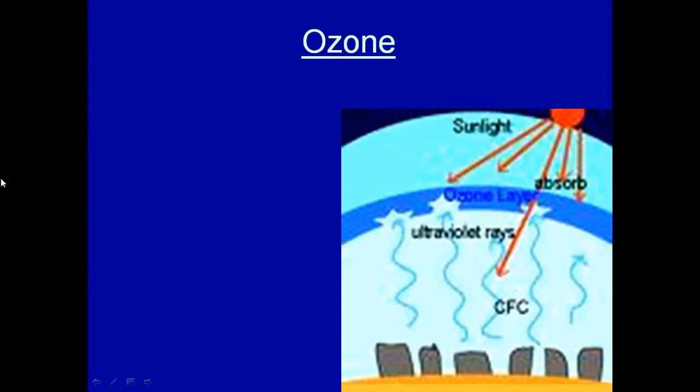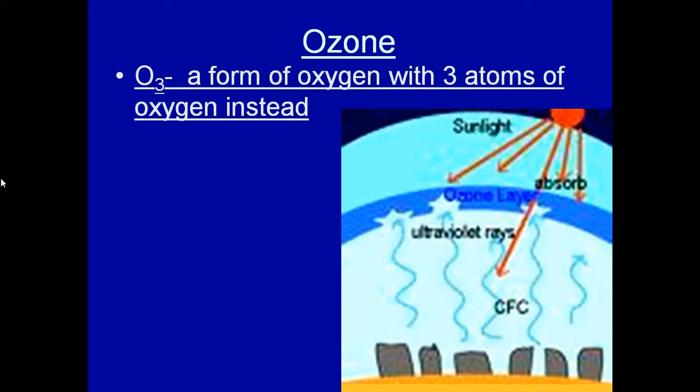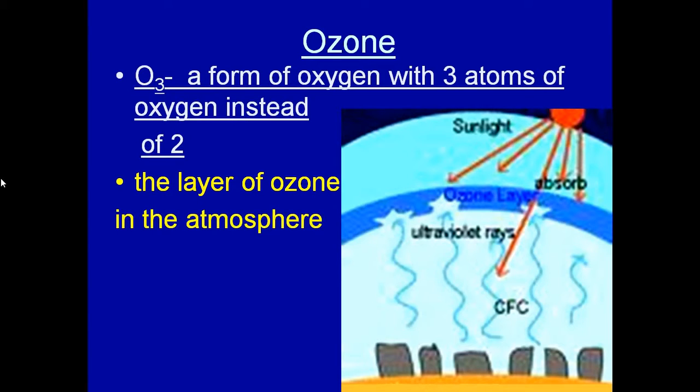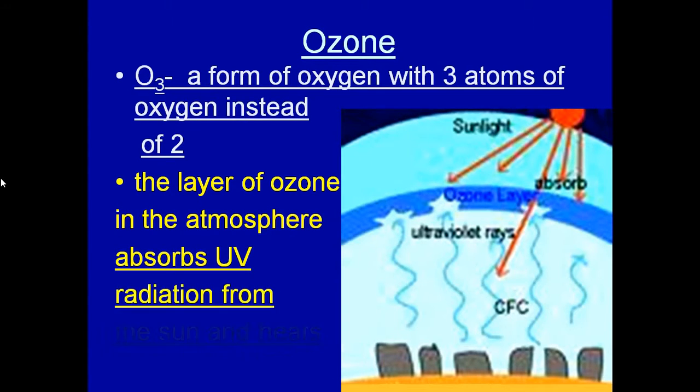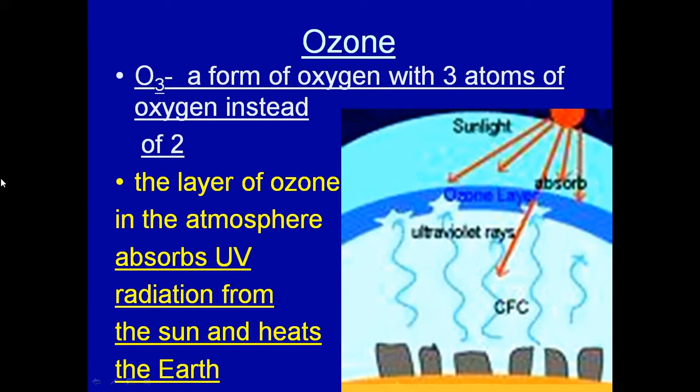The ozone. Now, O3, or ozone, is a form of oxygen with 3 atoms of oxygen instead of 2. The layer of ozone in the atmosphere absorbs UV light, or UV radiation, from the sun and heats the Earth. So, ozone is a good thing. Too much can be a bad thing.